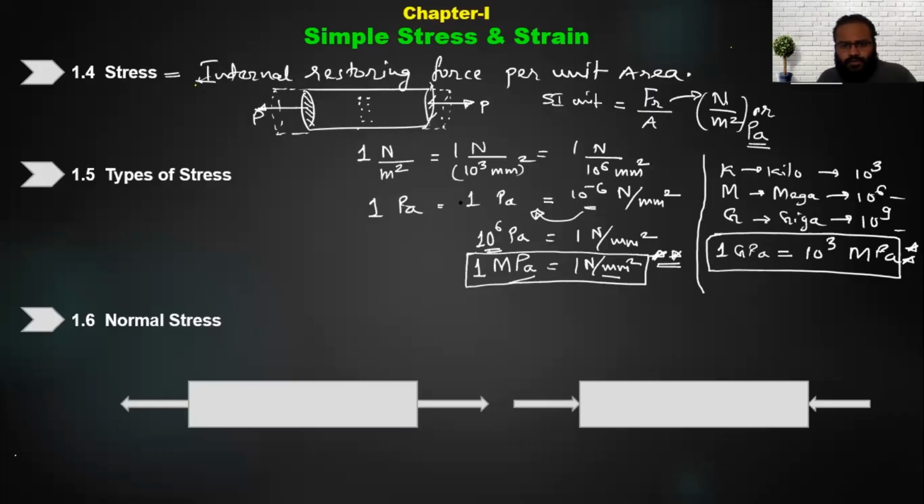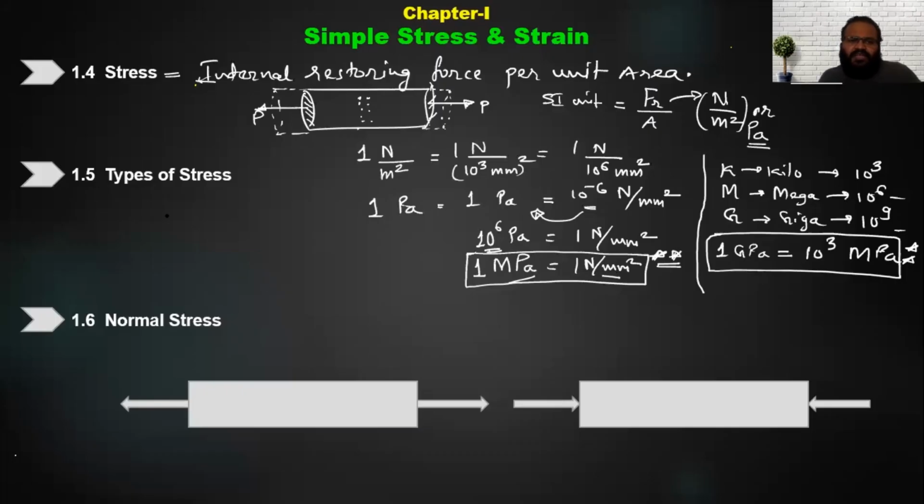So we discussed what is GPa and what is MPa, and you have to keep these in mind, because we'll be regularly using them in our calculations and in numerical solving. This one will be very frequently used. So 1 MPa is 1 Newton per millimeter square, and 1 GPa is 10 raised to 3 MPa. These are the things which you require.